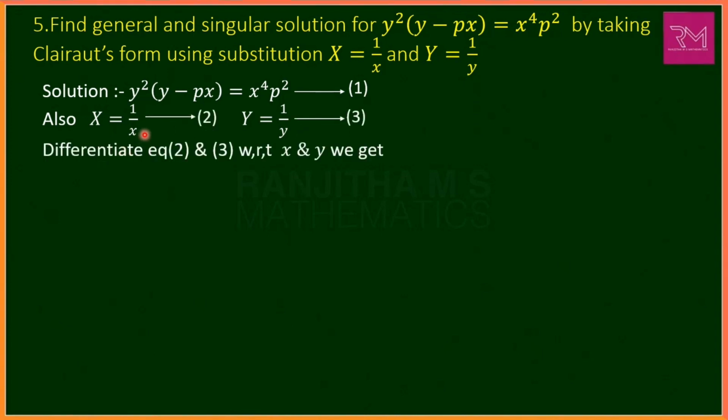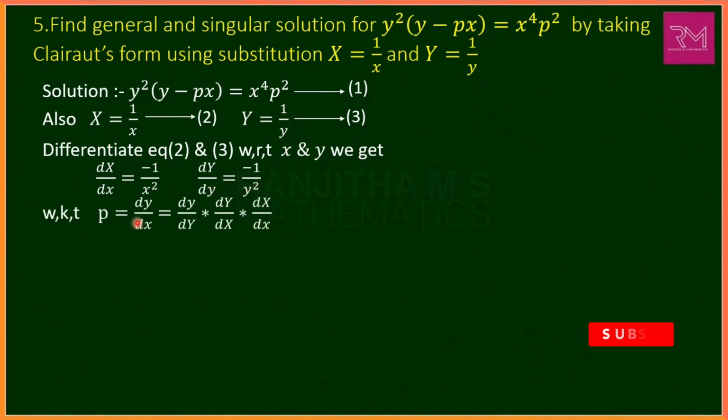Next step, we have to differentiate equation 2 with respect to x and equation 3 with respect to y. We get dX by dx, which is equal to differentiation of 1 by x, that is minus 1 by x square. dY by dy is equal to differentiation of 1 by y, that is minus 1 by y square. Next step, you know that p is equal to dy by dx, which is equal to dy by dY into dY by dX into dX by dx.